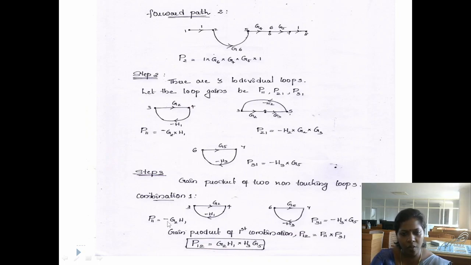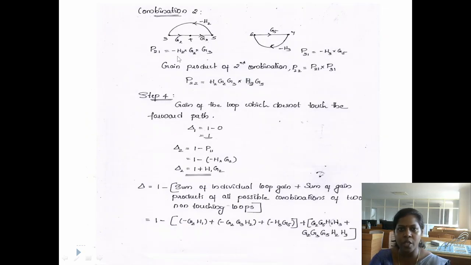Now write the gain value of loop number 1 and the gain value of loop number 3. To get the overall gain value of this combination, multiply these two gain values, that is P11 into P31. That is minus G2 H1 into minus H3 G5, which gives the overall gain value of combination 1. Now draw combination 2.